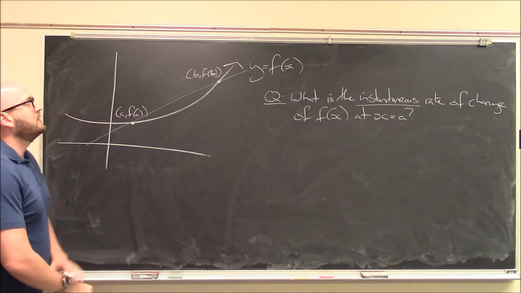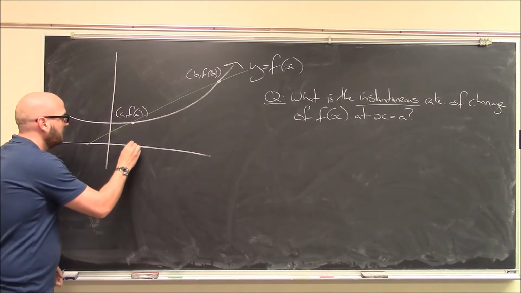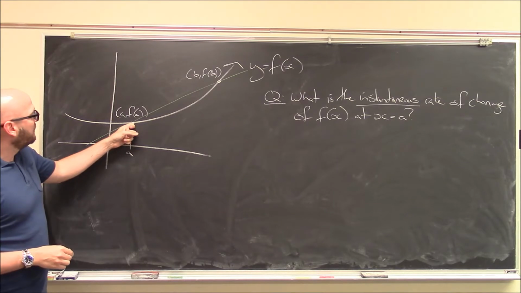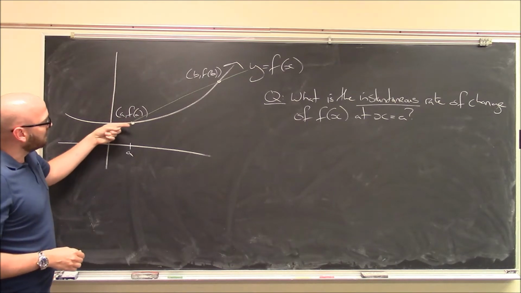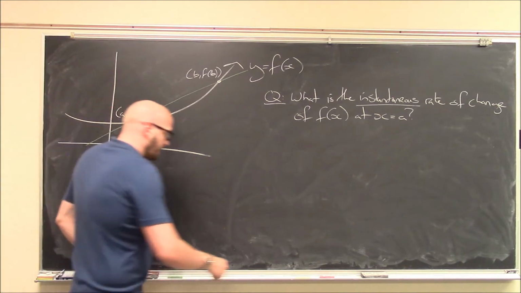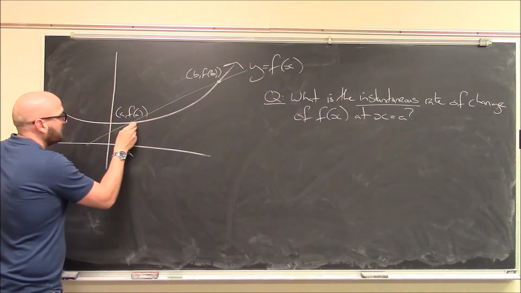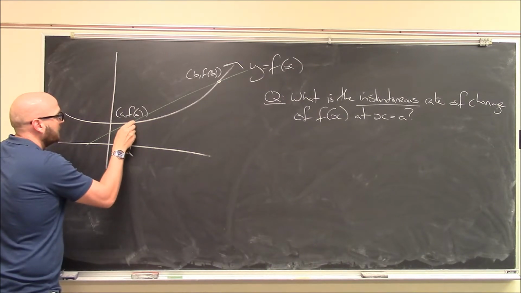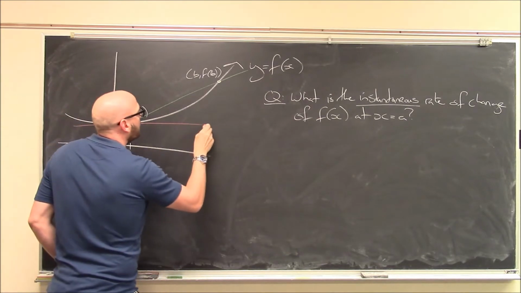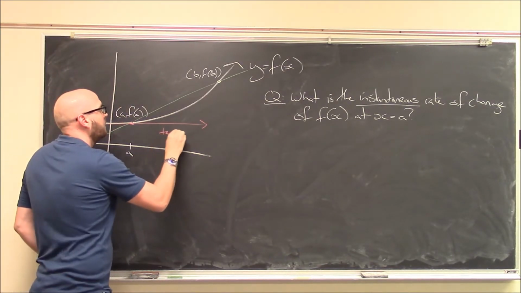The question is, what's the instantaneous rate of change right here? So x equals a, what's the instantaneous rate of change? And it certainly looks right here, the function has a much shallower slope than the green line. In fact, if I tried to draw it, it would just be this tangent line that touches this point. So maybe it looks something like this. So this is the tangent line.